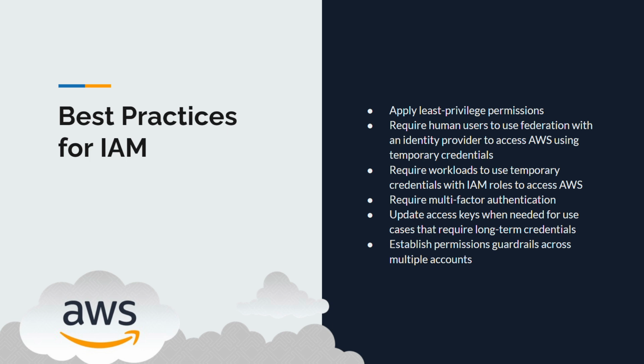Now we have some best practices for IAM. First, you want to apply least privilege permissions. Then, require human users to use federation with an identity provider to access AWS using temporary credentials. Next, require workloads to use temporary credentials with IAM roles to access AWS.